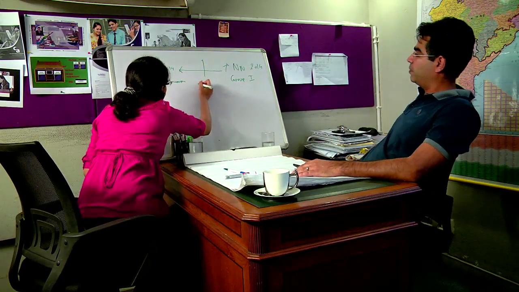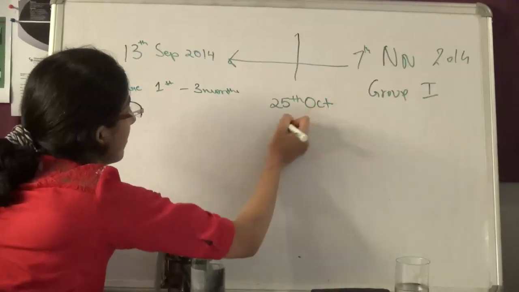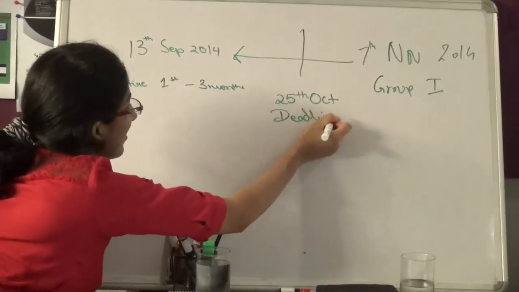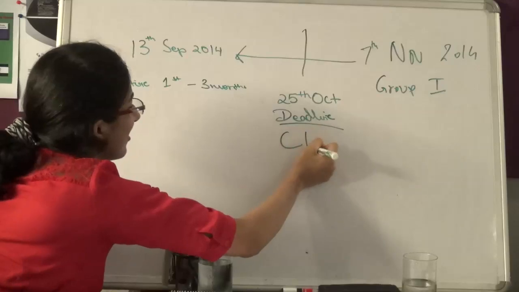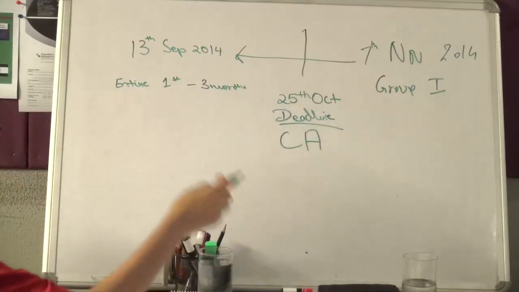Let's do 25th October as your deadline. On that day effectively you should consider yourself a CA, have that in your mind, you're working towards that. Perfect. Let's work backwards. How much time do we have now from 25th? 1 month and 12 days.